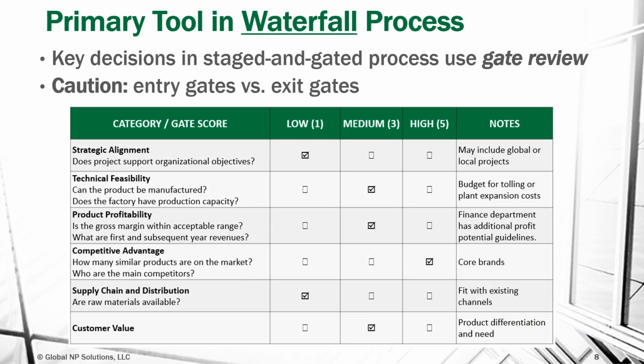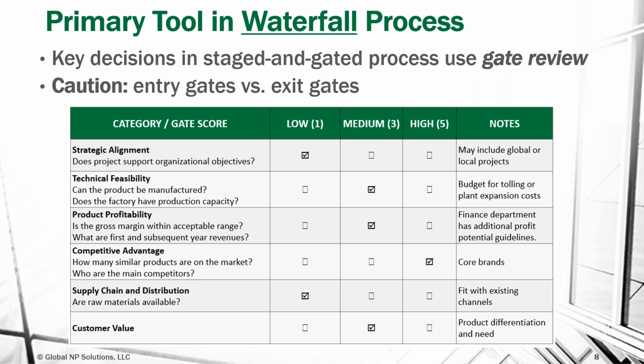So let's take a look at the primary tool that we use in a waterfall process for product development. Key decisions in staged and gated processes use a gate review. And I think that this gate review and the gate scorecard is probably the most important tool in a waterfall process. I do want to caution that we want to use entry gates versus exit gates.